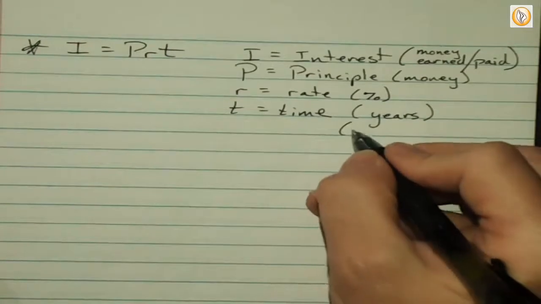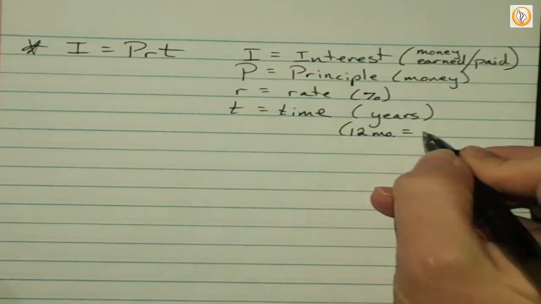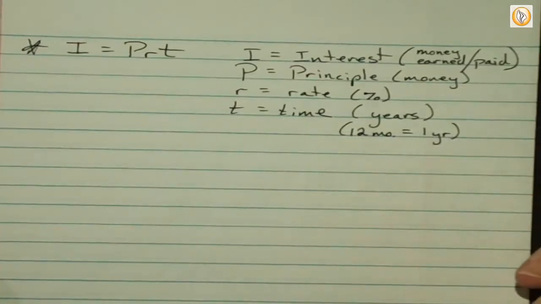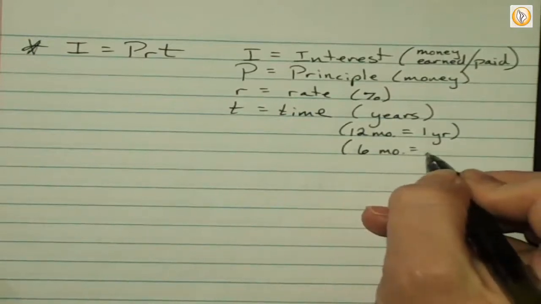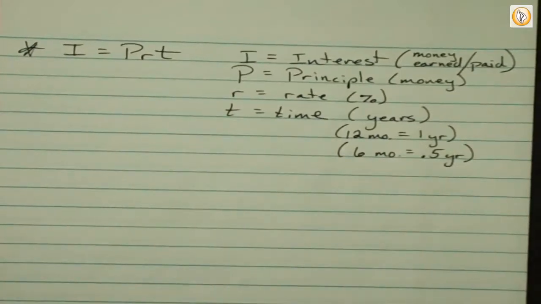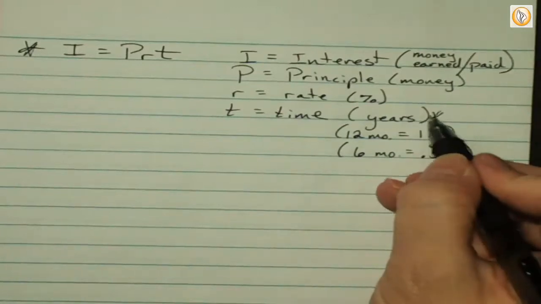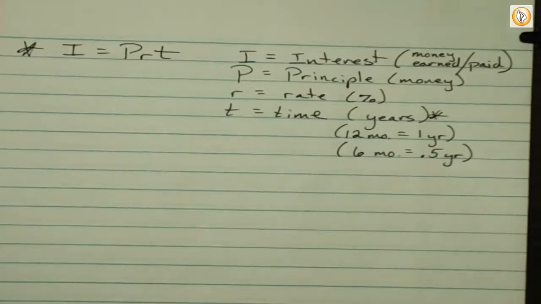If they give you months, like 12 months, that equals how many years? So you'll have to do some converting. What if they give you 6 months? That would be half a year. But you need to remember it's always in years, and they'll try to trick you on that. Okay, so interest, let's talk about that.